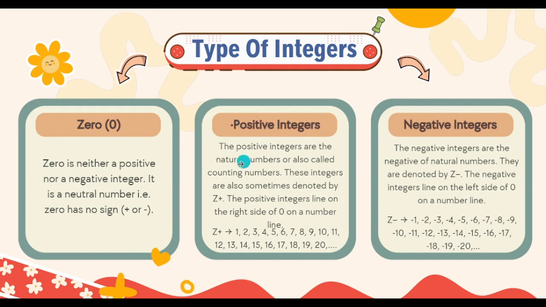Positive integers. The positive integers are the natural numbers, also called counting numbers. Positive integers are also sometimes denoted by Z positive. The positive integers lie on the right side of 0 on a number line. Z positive is 1, 2, 3, 4, and so on.